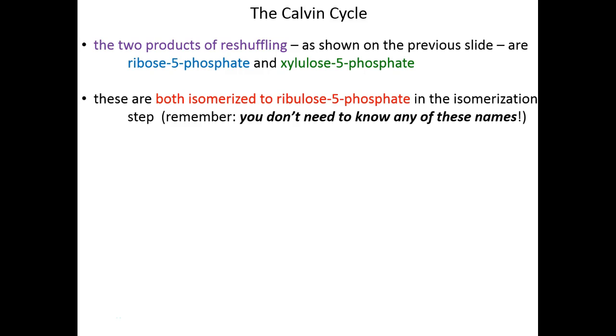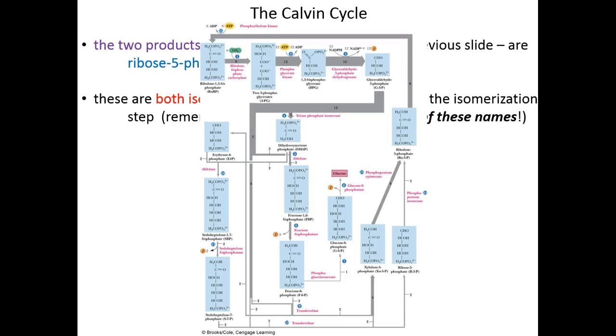Now, we're going to take both of these molecules, ribose and xylulose, and we're going to isomerize them into ribulose 5-phosphate. That's the isomerization phase or the isomerization step of the Calvin cycle. Now remember, you don't need to know any of the intermediate names. I just want you to know ribose 5-phosphate, xylulose 5-phosphate, and ribulose 5-phosphate. So we're taking these two intermediates and isomerizing them into this.